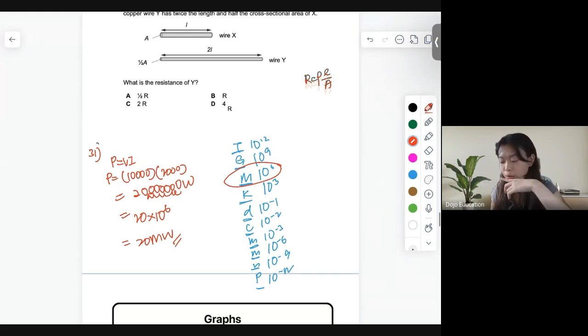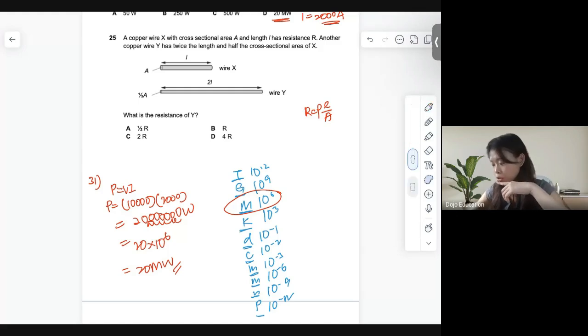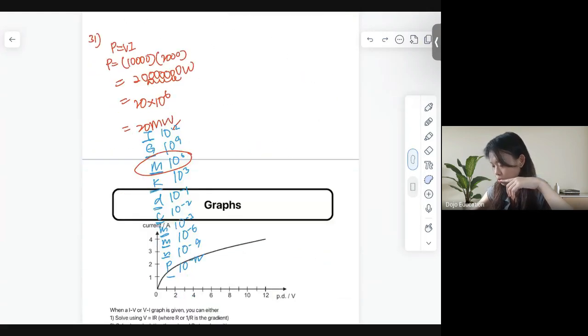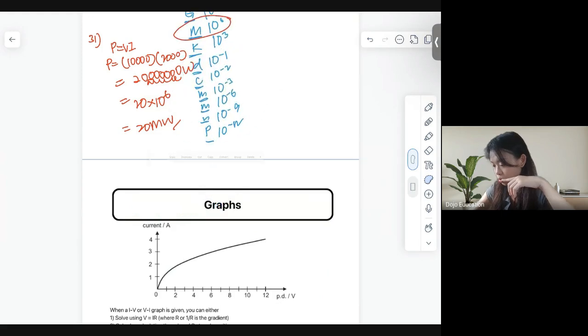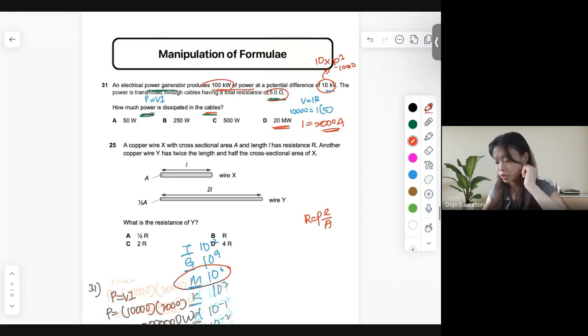Okay, is there any question? If you don't have any, then we'll move on to question 25. Let me just shift this part to here. Okay, let's continue.